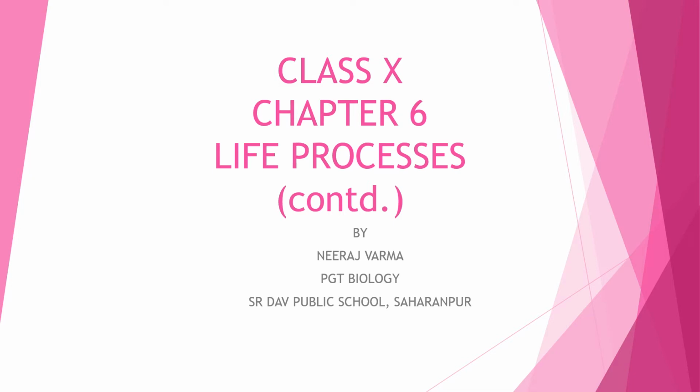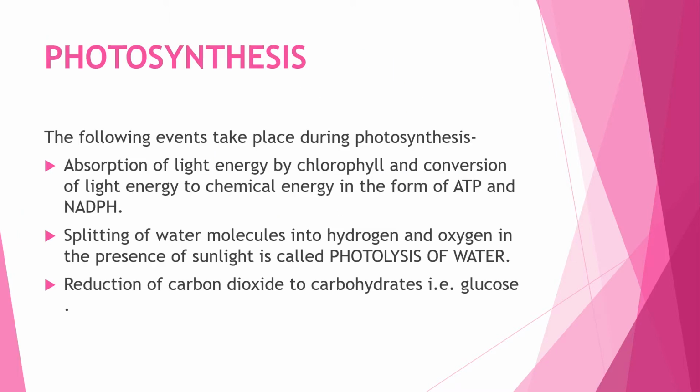We are continuing with our same chapter, life processes. Yesterday we discussed the various types of nutrition, and we started with plant nutrition. Today we will discuss a very important process, that is photosynthesis. What is photosynthesis? It is a process in which green plants synthesize their own food in the presence of sunlight, chlorophyll, carbon dioxide and water.